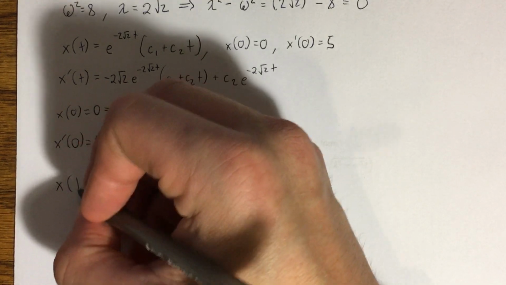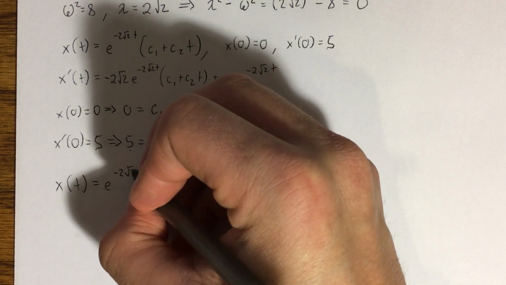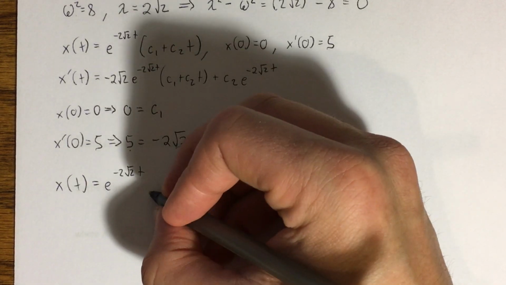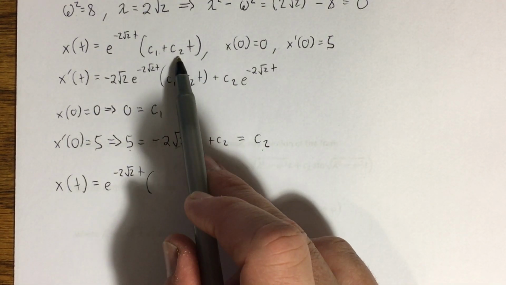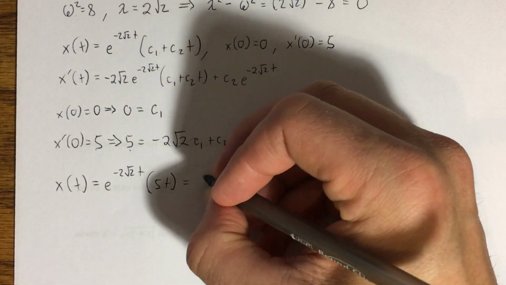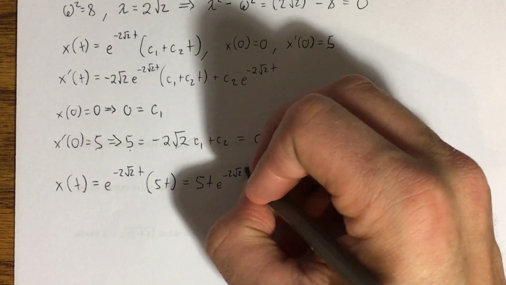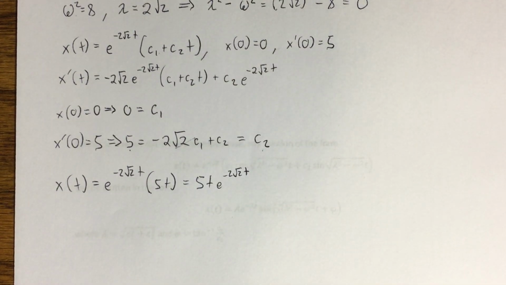That means my equation of motion is this: e to the negative 2 root 2t times c1, which is 0, plus c2t, that's 5t. I kind of like to put that in this form, though: 5t e to the negative 2 root 2t. It looks better that way. Okay?